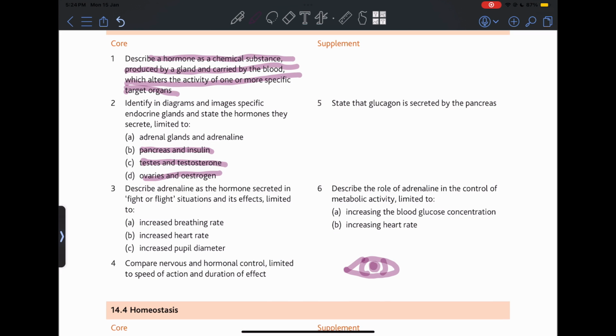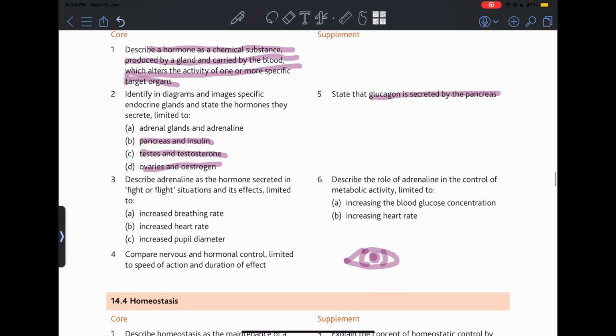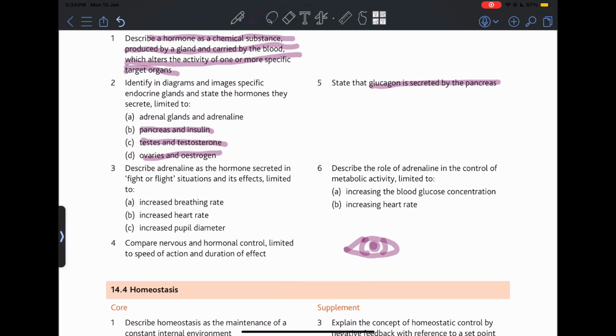State that glucagon is secreted by the pancreas, so you have to know that the pancreas actually produces the glucagon. Number 6, describe the role of adrenaline in the control of metabolic activity, limited to increasing the blood glucose concentration and increasing the heart rate. So extended students have to know these extra points other than the ones that the core students know.